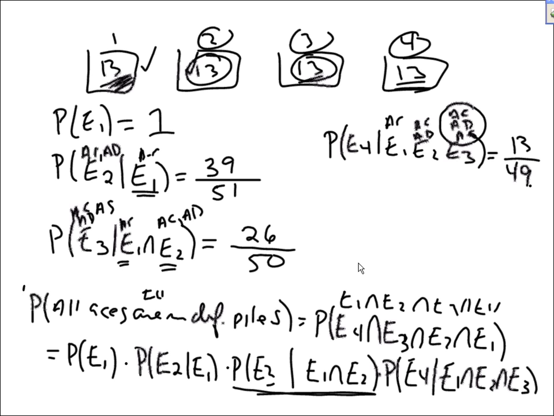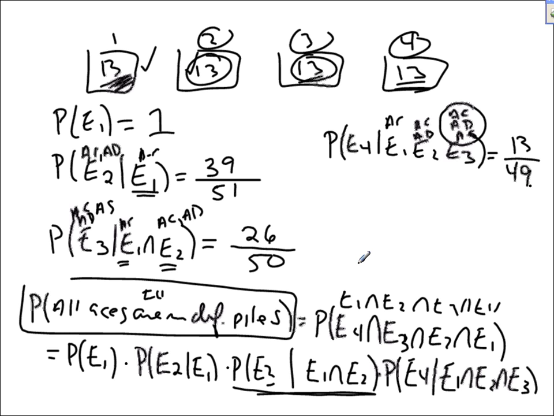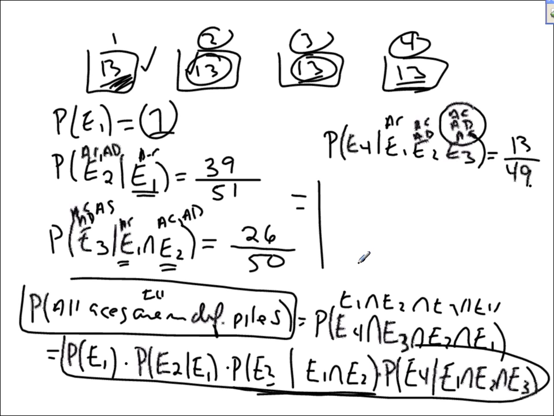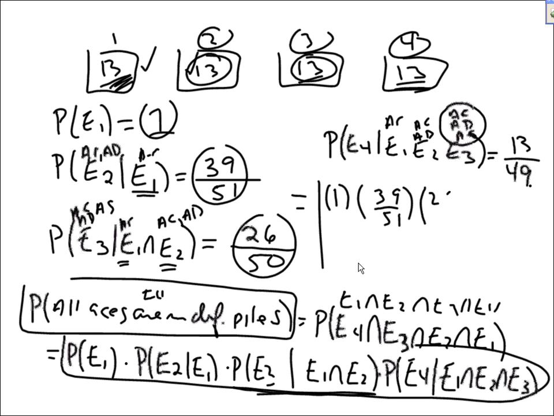And the probability that all aces are in different piles is the probability of these 4. But we just did that. The first one was 1 times the second one, 39 over 51, times this one, 26 out of 50, times this last one. Okay, multiply these out, get what you get. Okay, this finishes the section on conditional probability.